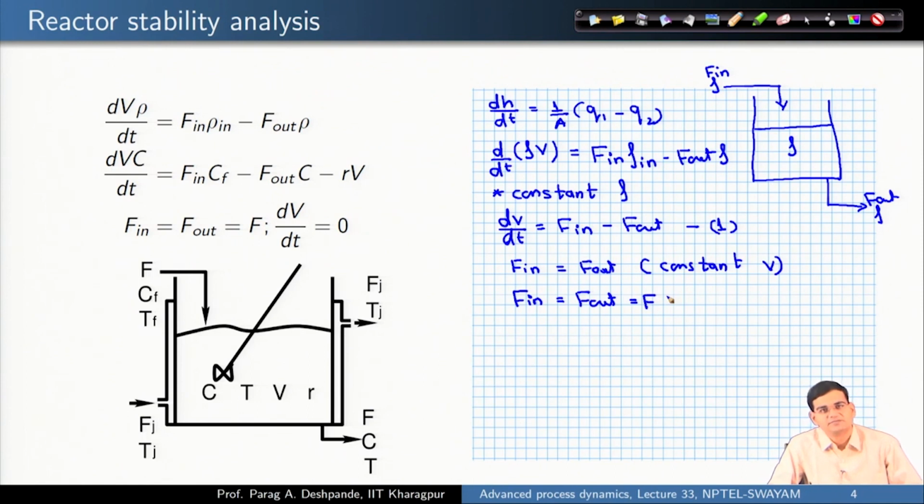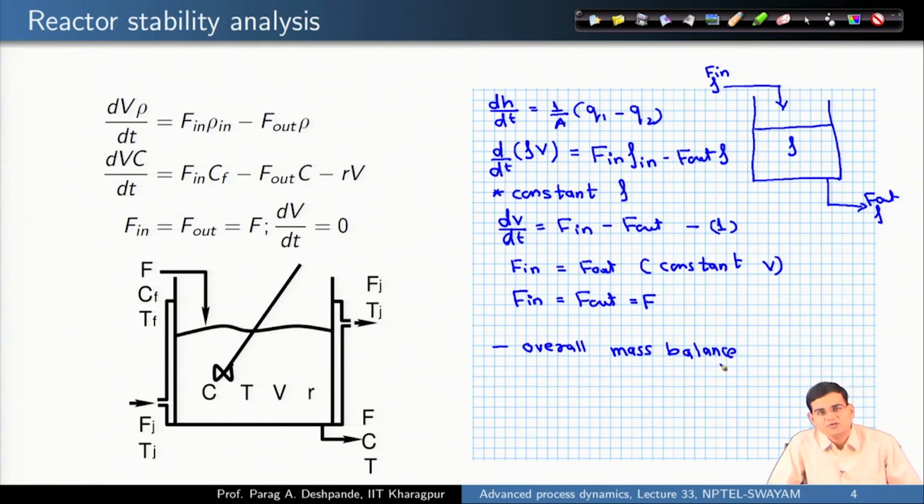The volumetric flow rate: you are assuming that the operation is taking place at a steady state. So, there is no change in the volume of the system, and therefore, the inlet flow rate is equal to the outlet flow rate. Fine. So, this was the overall mass balance. What we can now do further is do a component balance.